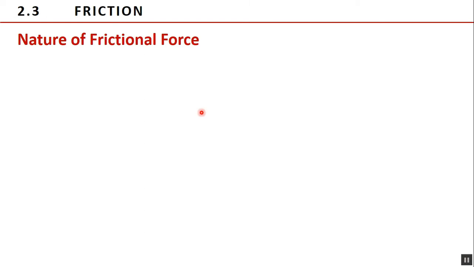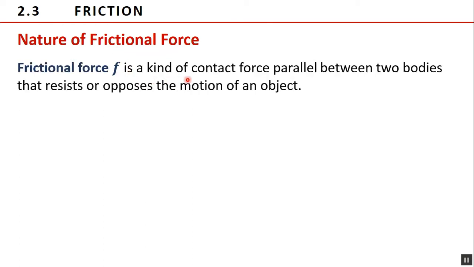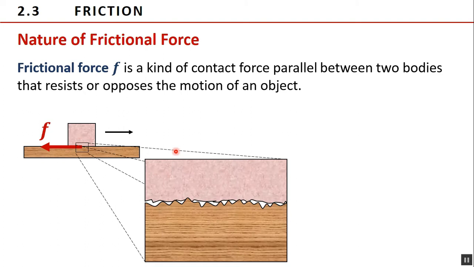Before we solve problems involving Newton's laws of motion, let us discuss in more detail the nature of friction. We have learned earlier that frictional force is a kind of contact force, parallel between two bodies, that resists or opposes the motion of an object. It occurs because rough surfaces of two bodies tend to catch on one another as they slide relative to each other. Even if the surfaces look smooth, at microscopic level, roughness can also be observed through tiny bumps. These tiny bumps get stuck on each other, that creates some mechanical bond, or glue, between the surfaces.